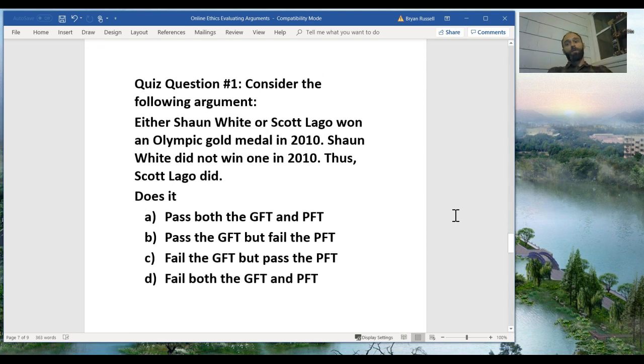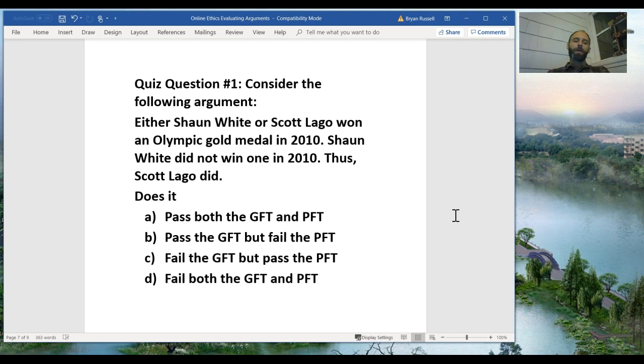All right, so that brings us to our quiz questions. There are going to be 3 quiz questions. So yeah, I'll just jump into it. Consider the following argument. Either Shaun White or Scott Lago won an Olympic gold medal in 2010. Shaun White did not win one in 2010. Thus, Scott Lago did win a gold medal in 2010.